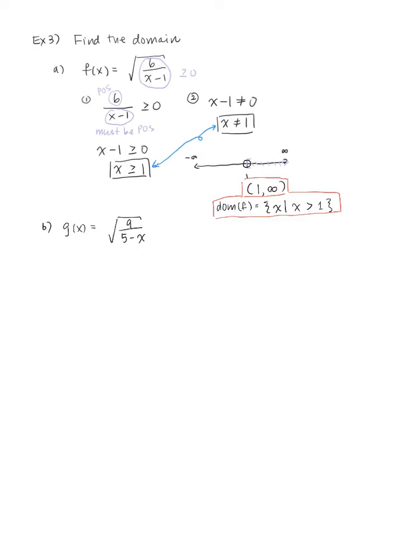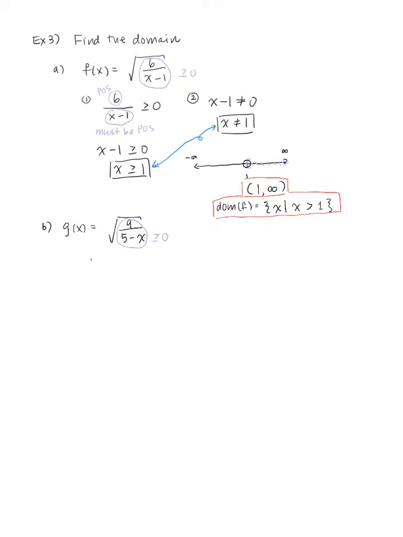g of x equals square root of 9 over 5 minus x. So again, we want to find the domain of this function. Let's do the same thing. We got fractions going on here. So the first restriction is that whoever sits inside of the square root, which is the even root, must be greater or equal to 0.